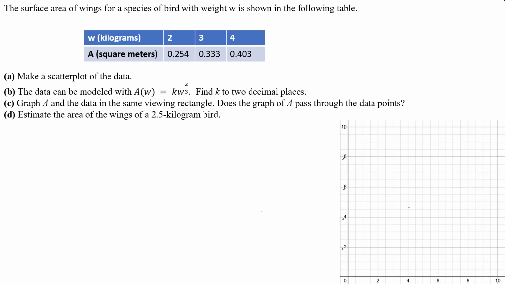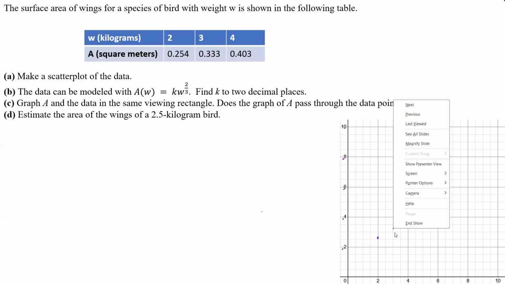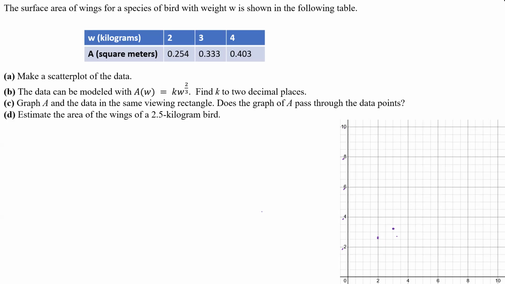So at 2, we're going to be at roughly 2.54, so it's going to be a little bit over that, somewhere in that range right there. And 3 is going to be about here, just over 3. So it's going to be roughly there. And 4 is going to be just over 4, somewhere about there. And we're going to assume at 0, it's going to have square 0.